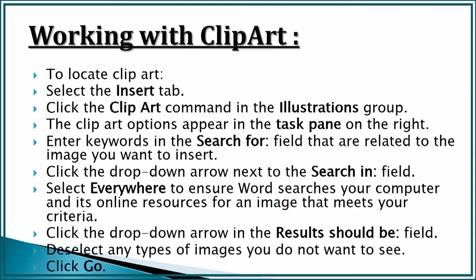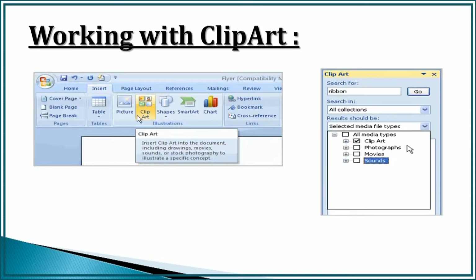Working with clipart, it also offers some built-in images which we can use and add in our document, and also we can use images online. Online clipart can also be used to add required images in the document. So we will go to the insert button, click the clipart from the illustrations group, and then click the task pane, and we will search for keywords according to the image which we want. We can also select different options available in the search in field, and then our results will be displayed.